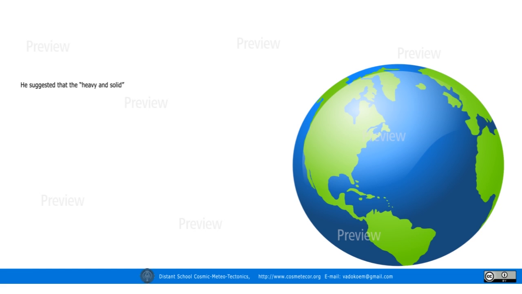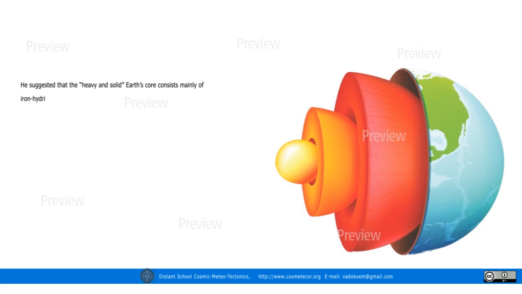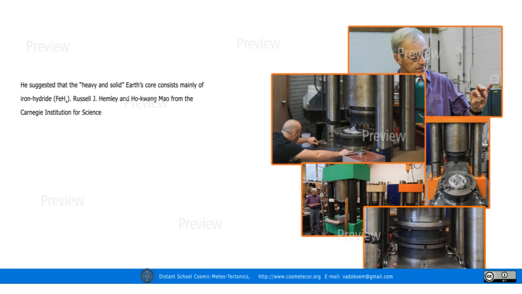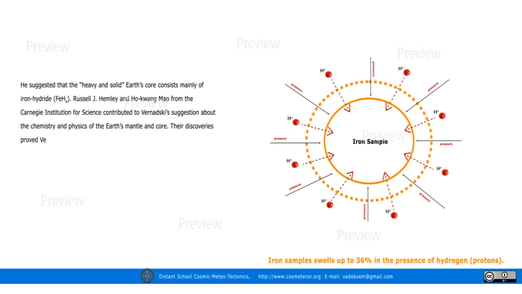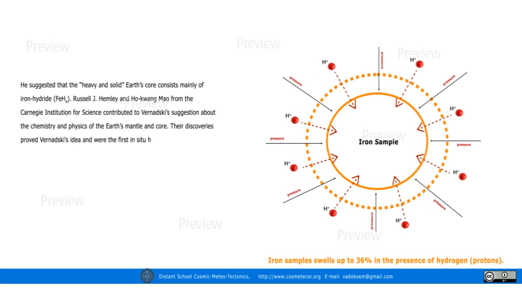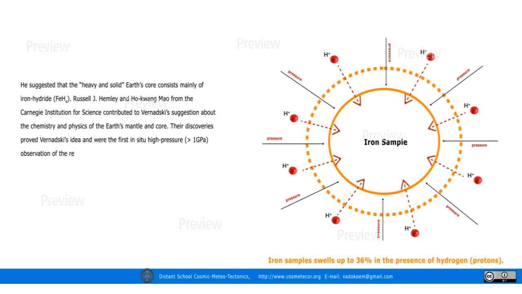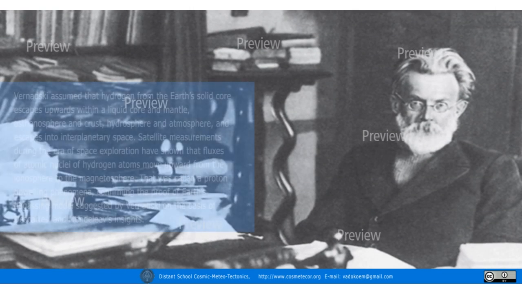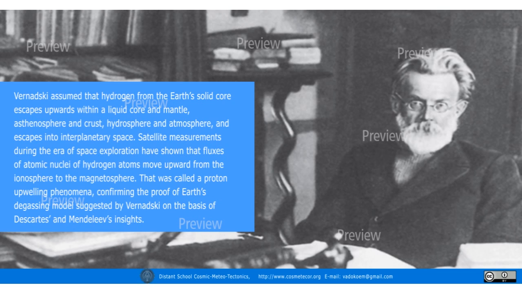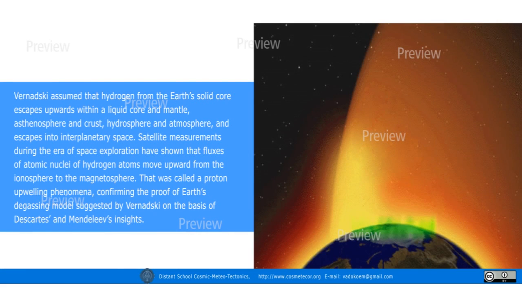He suggested that the heavy and solid Earth's core consists mainly of iron hydride, FeH4. Russell J. Hemley and Ho Kwang Mao from the Carnegie Institution for Science contributed to Vernadsky's suggestion about the chemistry and physics of the Earth's mantle and core. Their discoveries proved Vernadsky's idea and were the first in situ high-pressure, more than 1 gigapascal, observation of the reaction between iron and hydrogen. Vernadsky assumed that hydrogen from the Earth's solid core escapes outwards within a liquid core and mantle, asthenosphere and crust, hydrosphere and atmosphere, and escapes into interplanetary space.